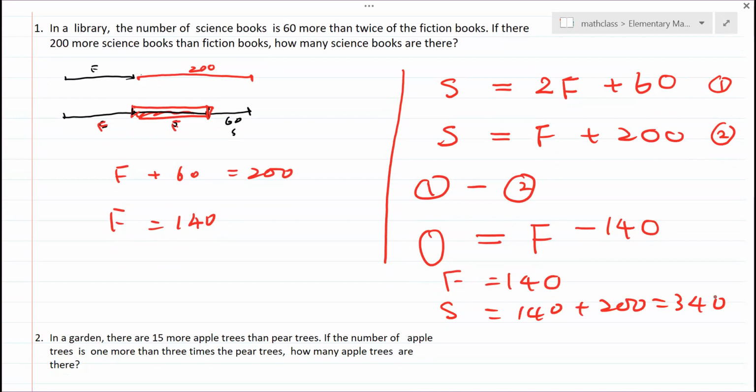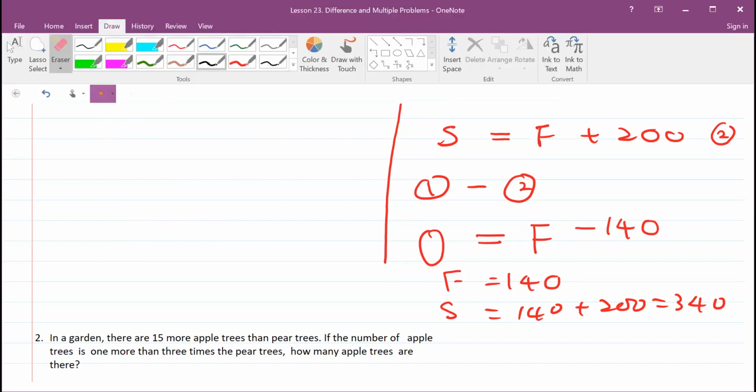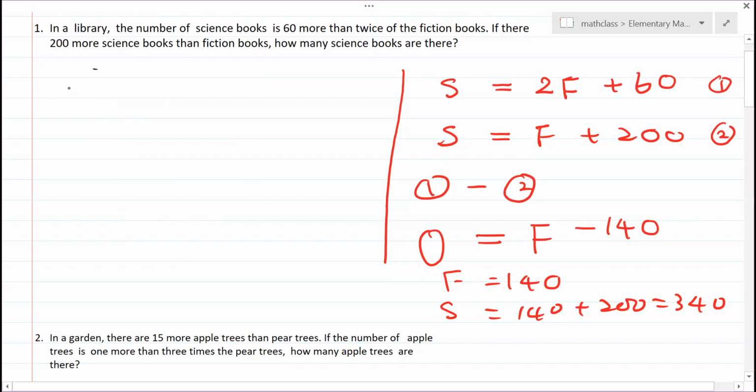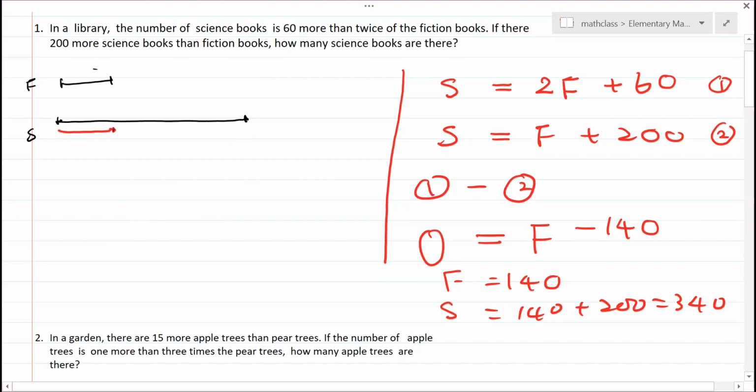Now let me go back to the picture again, because it's harder for some students to understand using equations, but we're going to learn both. So the first sentence says, let's draw the number. You know that science books are more than the fiction books. This is science books. This is fiction books. The first sentence says science books are twice the fiction books, plus 60 more. So you put fiction books, then you still have an additional 60, right?